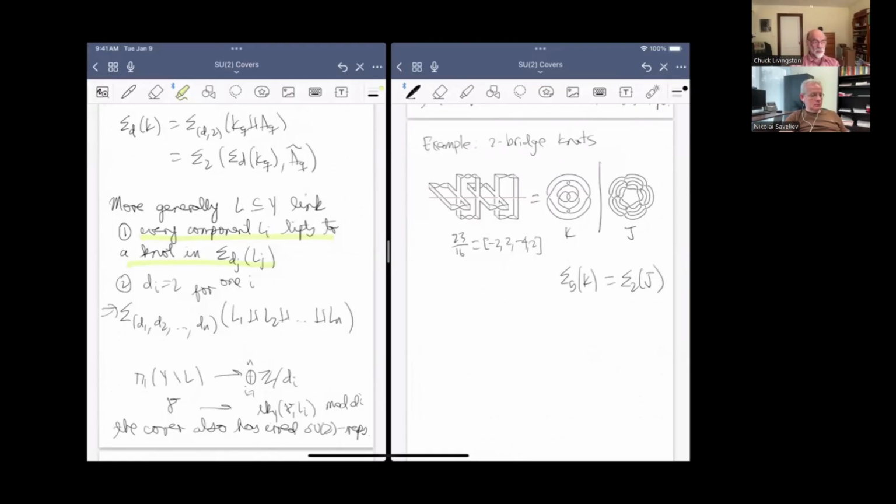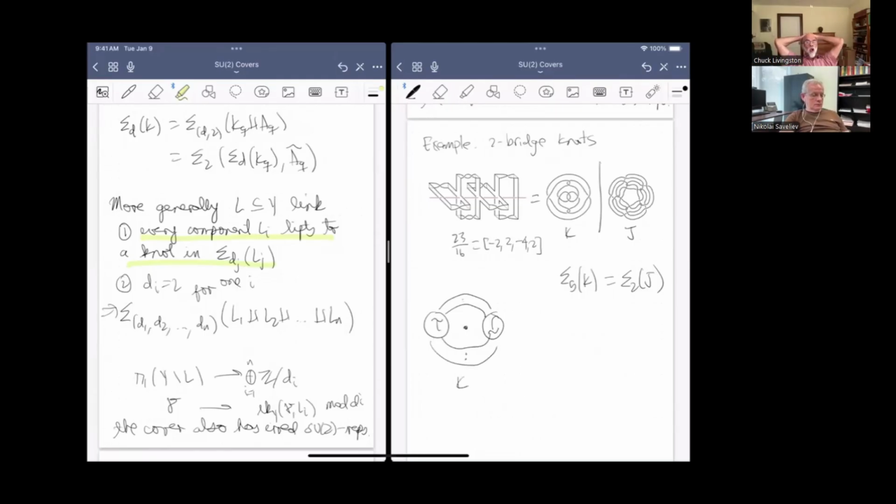That's what I do. Because for two bridge knots, the quotient knot is going to be unknotted, then I still have branch covers over S3. And in general, if you have a two periodic knot, then you're going to be able to realize it in terms of a tangle like this.